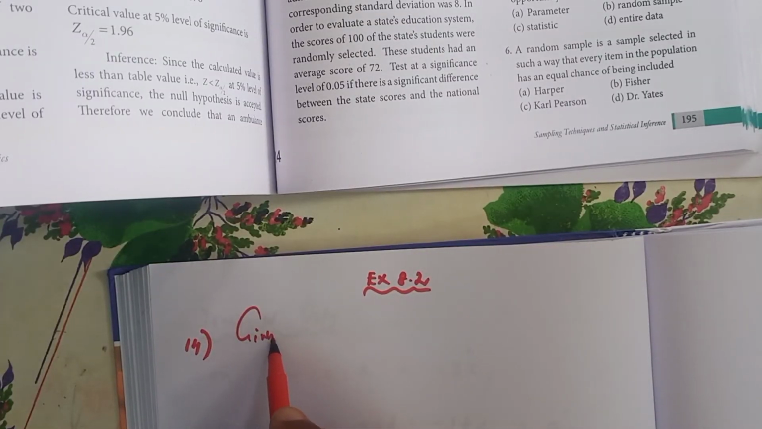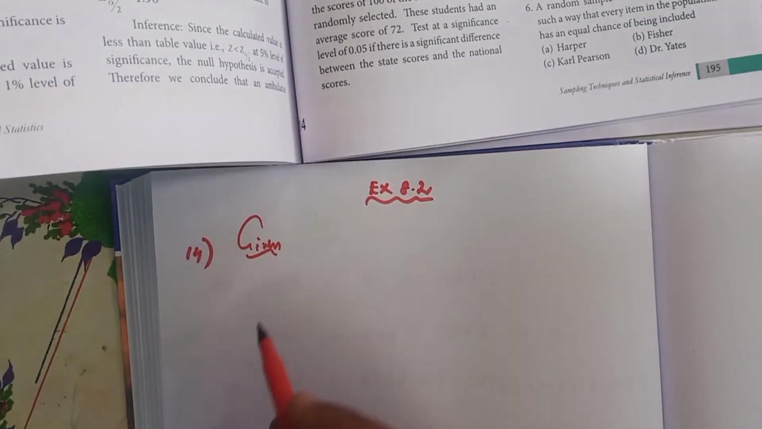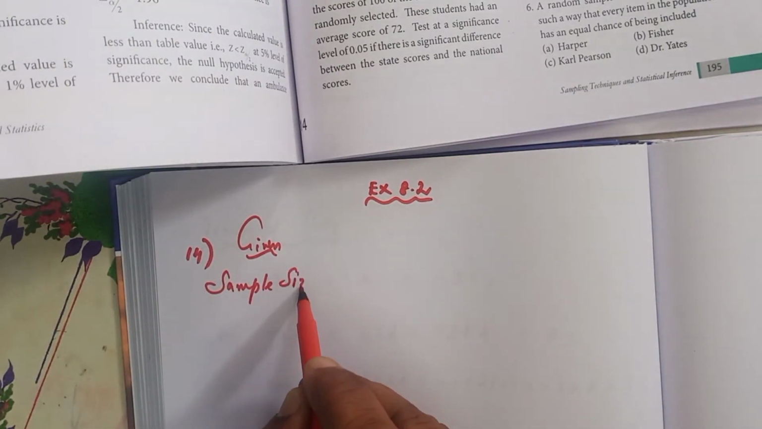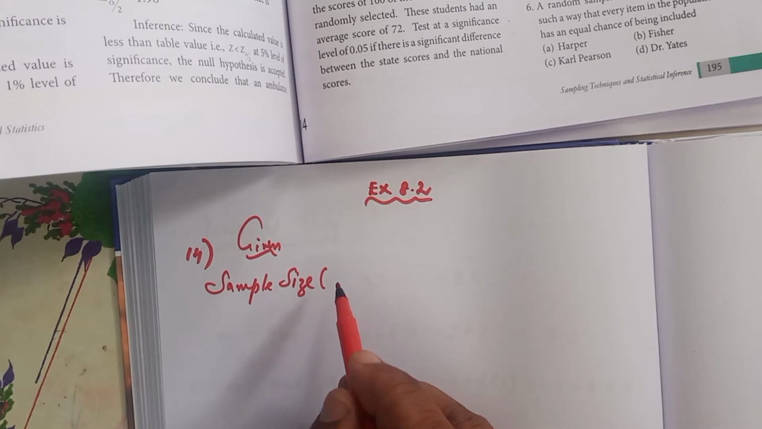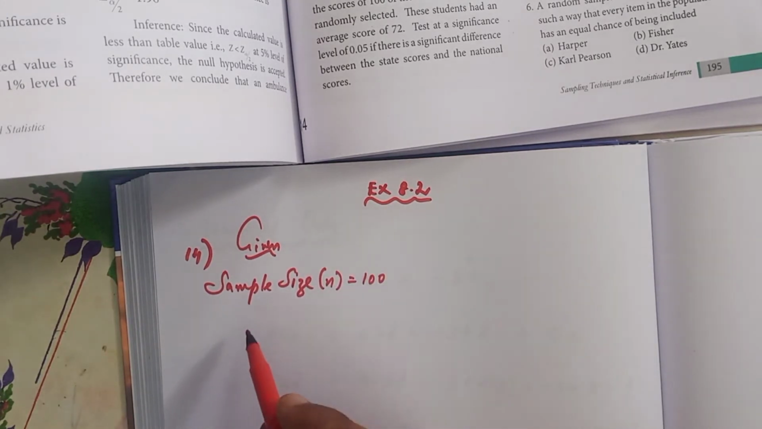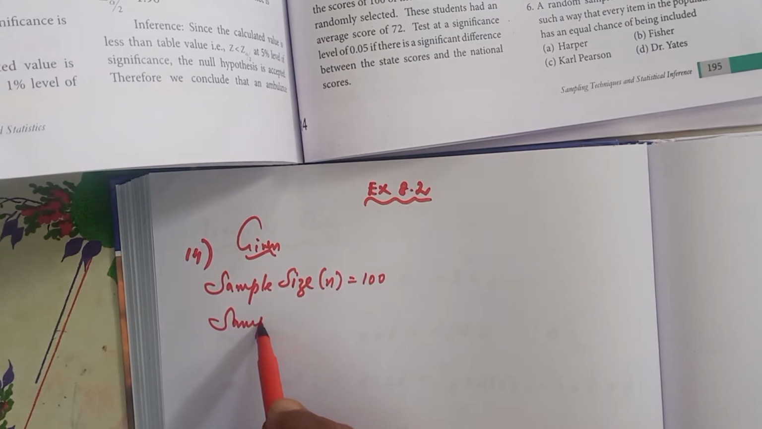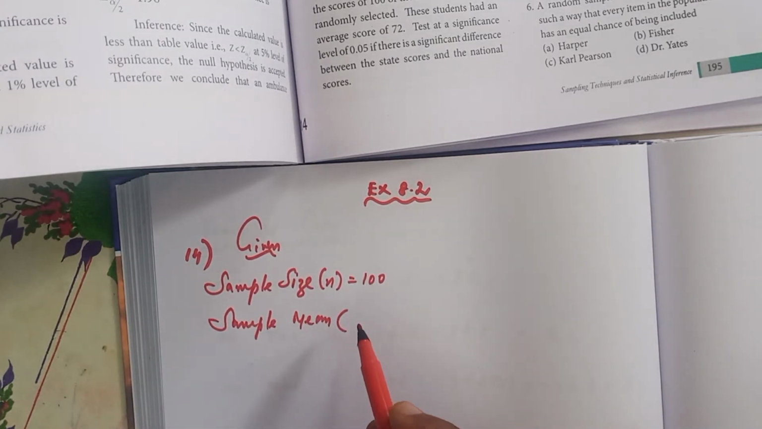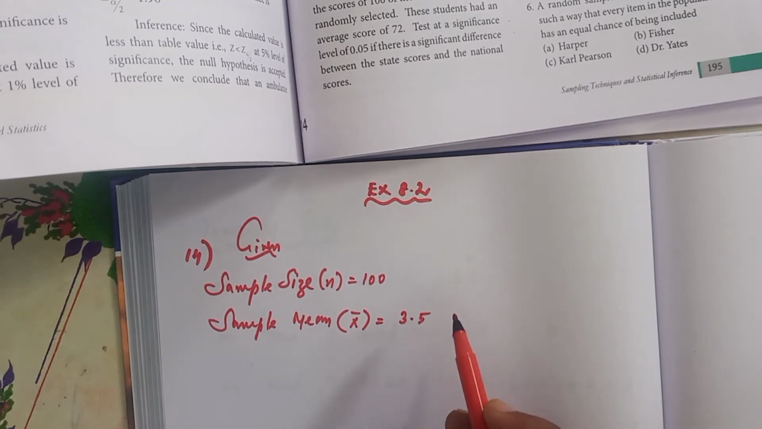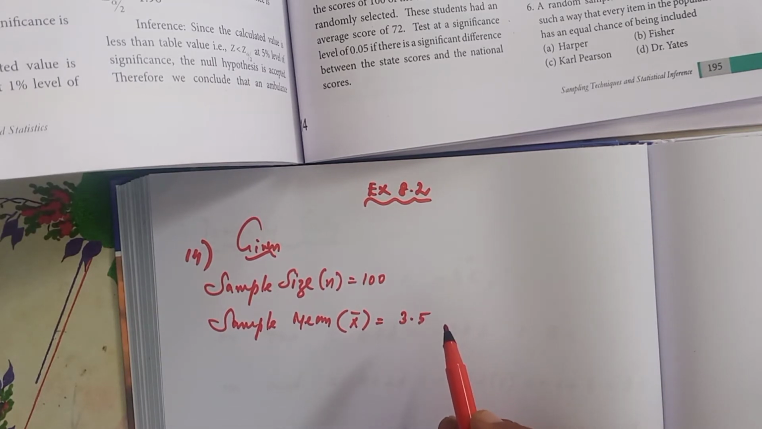Given: sample size, represented by the letter n, is equal to 100. Sample mean, represented by x bar, is equal to 3.5.